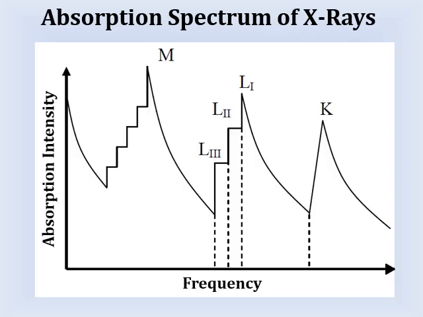Absorption spectrum of X-ray. If the emitted X-ray radiation is absorbed by substances, we observe edges in the spectrum as discontinuities in the continuous spectrum. These edges are characterized as absorption edges of the K shell, L shell, and M shells, etc.